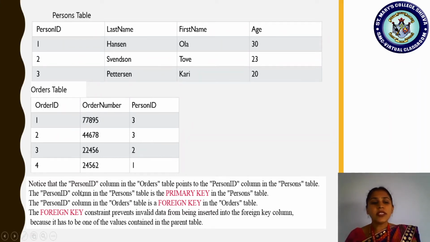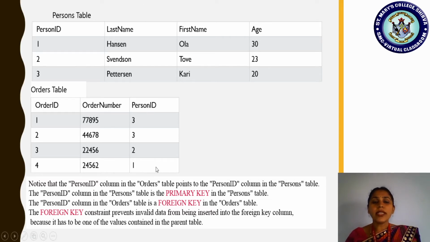Yes. So notice that the person ID column in the order table points to the person ID column in the person table. Just now what I told, the statements are referring to the same. The person ID column in the person table is a primary key, so person ID is the primary key of the person table. The person ID column in the order table is acting as a foreign key in which table? Order table. So the foreign key constraint prevents invalid data from being inserted into the foreign key column, because it has to be one of the values contained in the parent table.